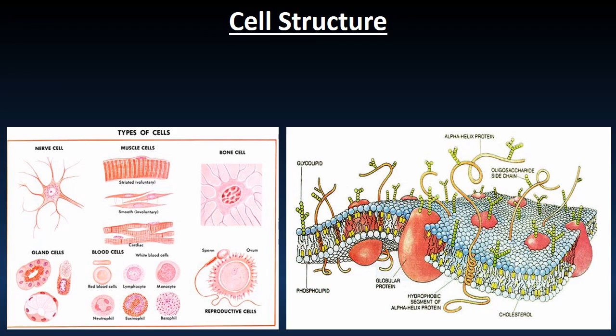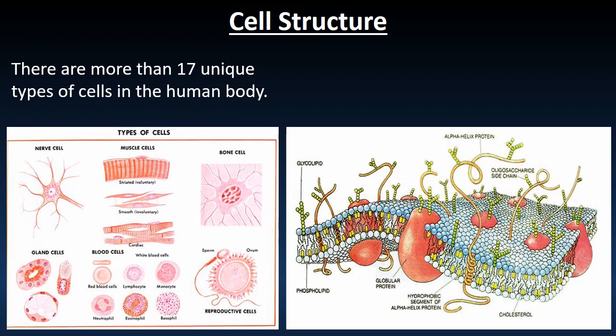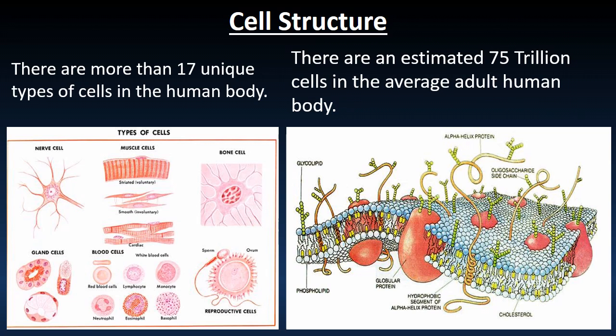And where is this coming up? All right. There are more than 17 unique types of cells. So there's nerve cells, muscle cells, bone cells, gland cells, blood cells, reproductive cells. More than 17 specific types of cells. So you got a whole other layer of incredible complexity going on here. And there's an estimated 75 trillion cells in the average adult human body. So numbers that we can't deal with or even begin to comprehend.